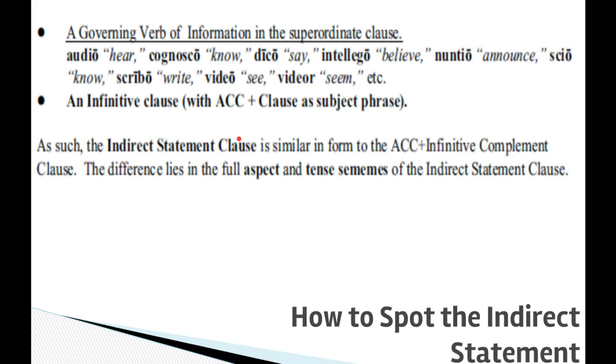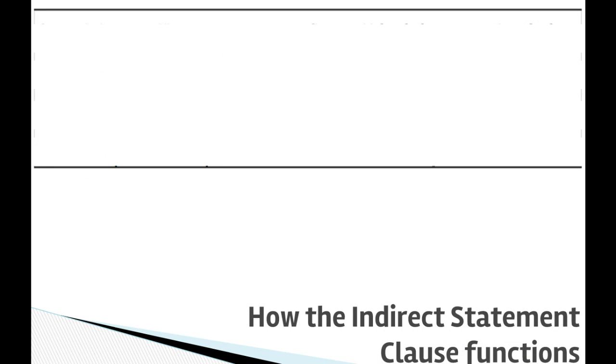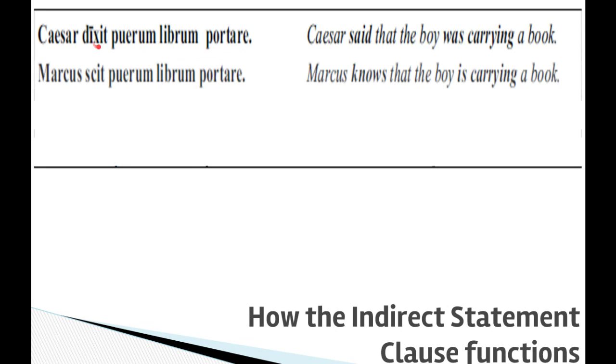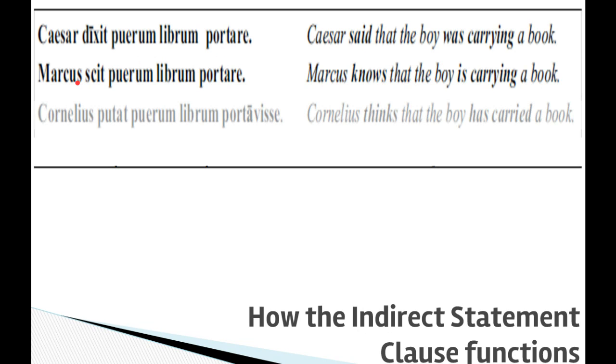We've seen the accusative stand as the subject phrase before, but the difference is with the indirect statement clause, you now have translation of aspect and tense. For example, you could say Caesar said that the boy carries a book. Caesar said that the boy was carrying a book. Or Marcus knows that the boy is carrying a book. See the infinitive, the accusative, head verb. Cornelius thinks that the boy has carried a book.